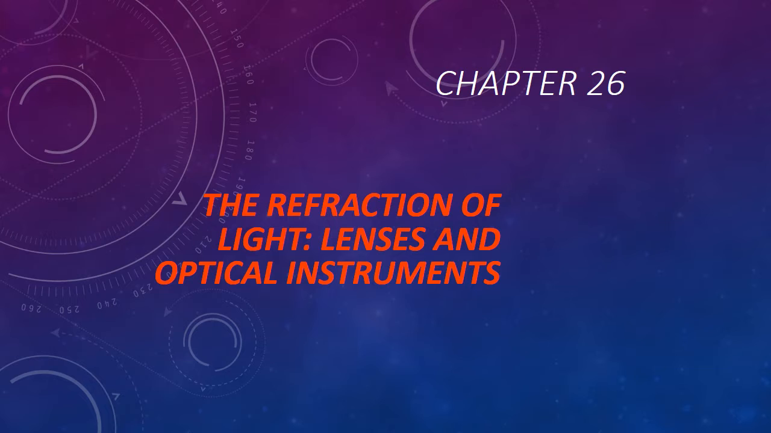This is chapter 26, which is about refraction. Now remember that light can have three things happen to it when it strikes a surface. It can be reflected, which we've talked about. It can be absorbed, which we've talked about in terms of internal energy, or it can be retransmitted. When it's retransmitted, it is either transparency, which we've talked about, or refraction. And that's what this chapter is about.